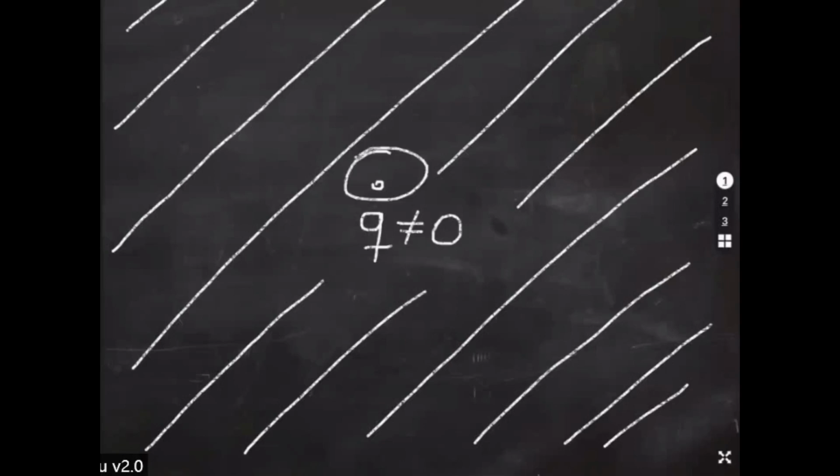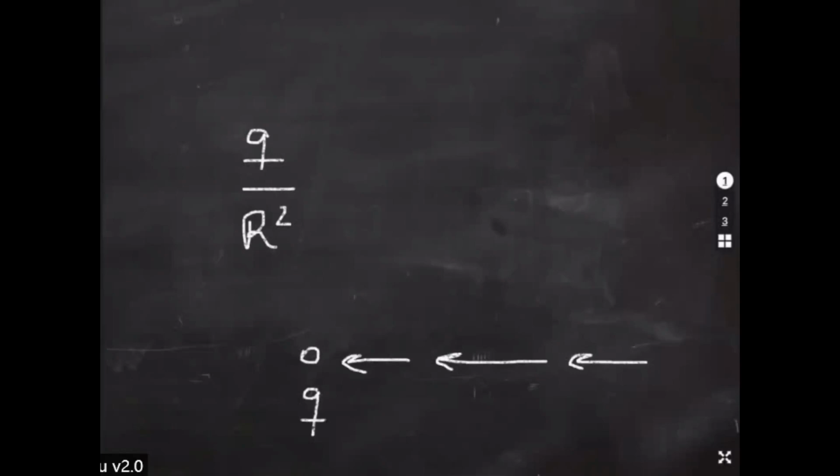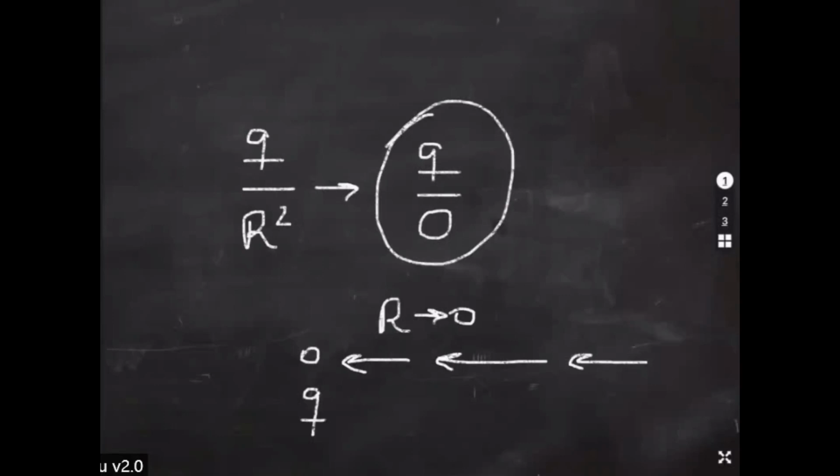Why is that? Well, that's because the field depends on Q divided by the distance squared. So if this is your charge, and you're getting closer and closer to the charge, the radius is tending to 0, so that this thing is tending to 0. And you have a problem. You have something divided by 0. The theory breaks down there.